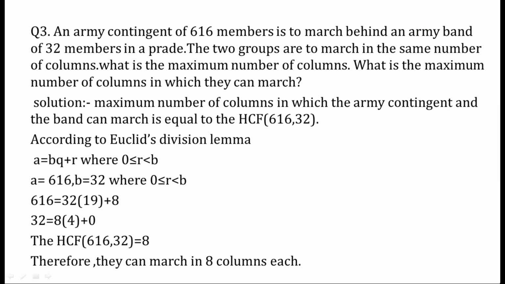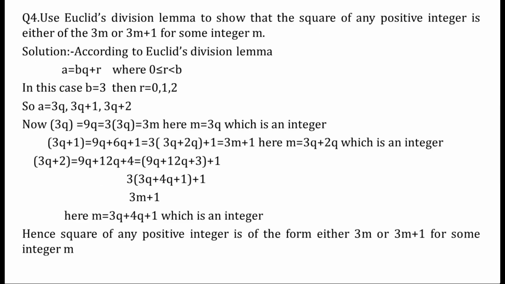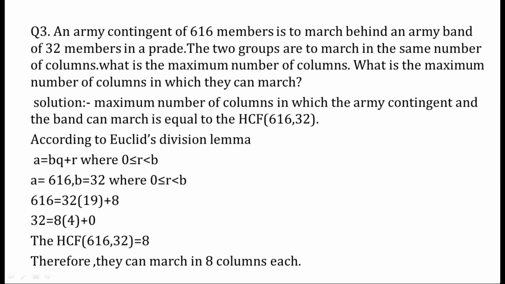Here we have 32 members in the parade, and these members are doing the march past behind them. Then we have to find the maximum number of columns we can make for these members. It means we have to find the HCF of 32 and 616.